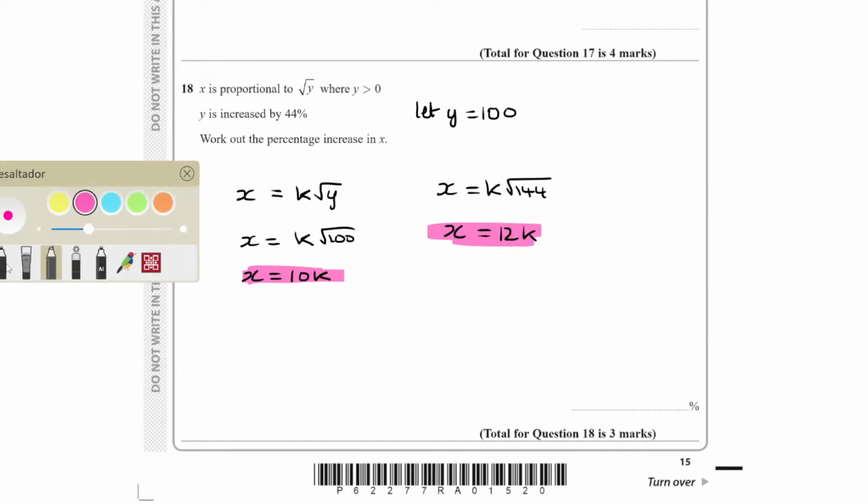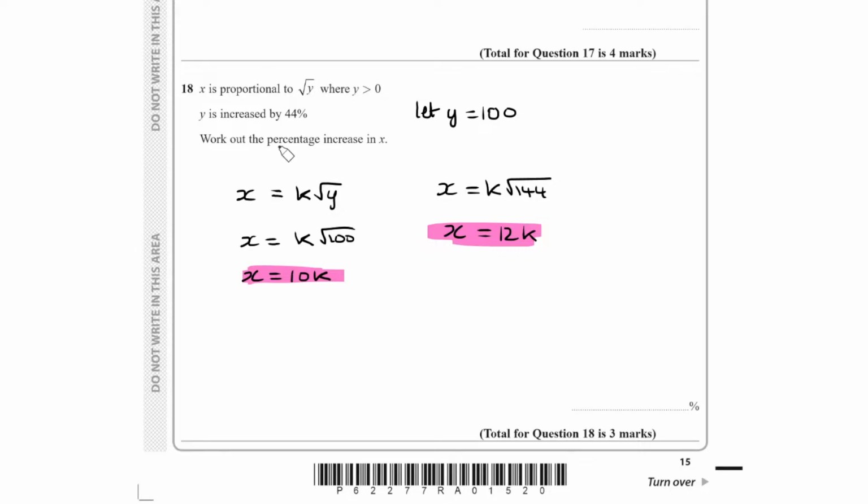The k doesn't really matter. The k is just a multiplier, so just ignore the k. What has happened to x? What is the percentage increase from 10 to 12? That's 20%, isn't it? Do you see how that's increased by 20%? Yeah, it's kind of a hard question because they haven't given you numbers. You don't have to do it this way. You don't have to use numbers. You can use decimals if you want, but I feel like that's worse.